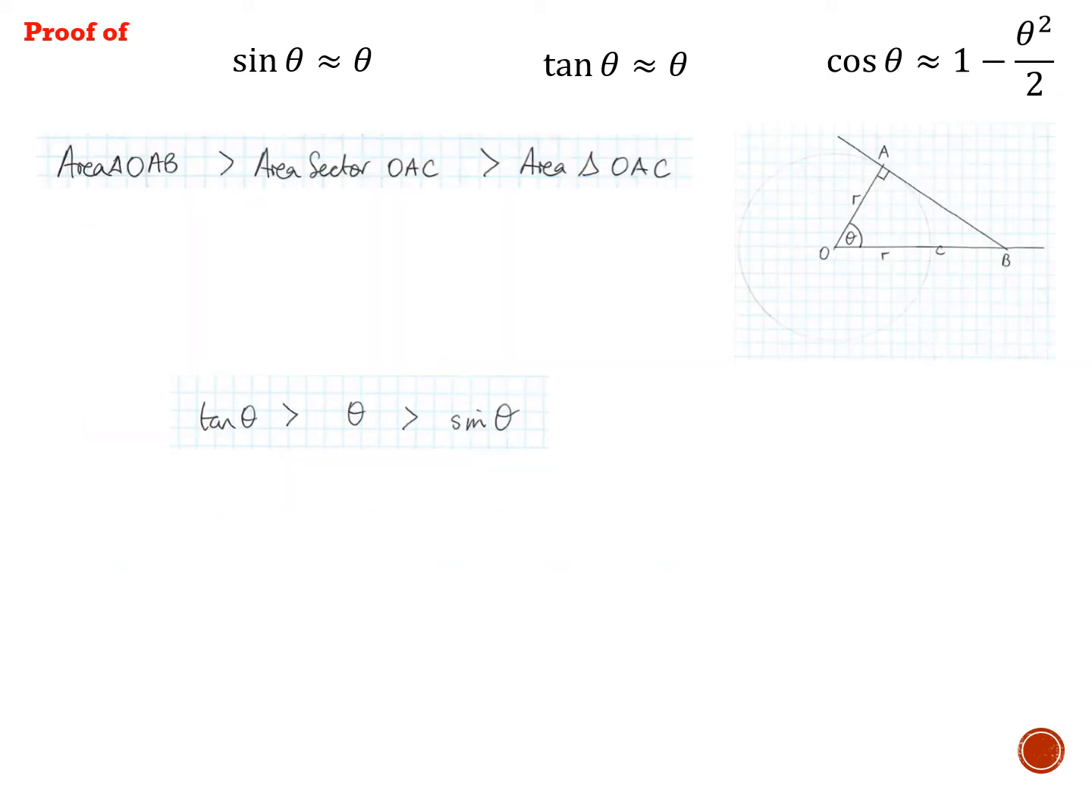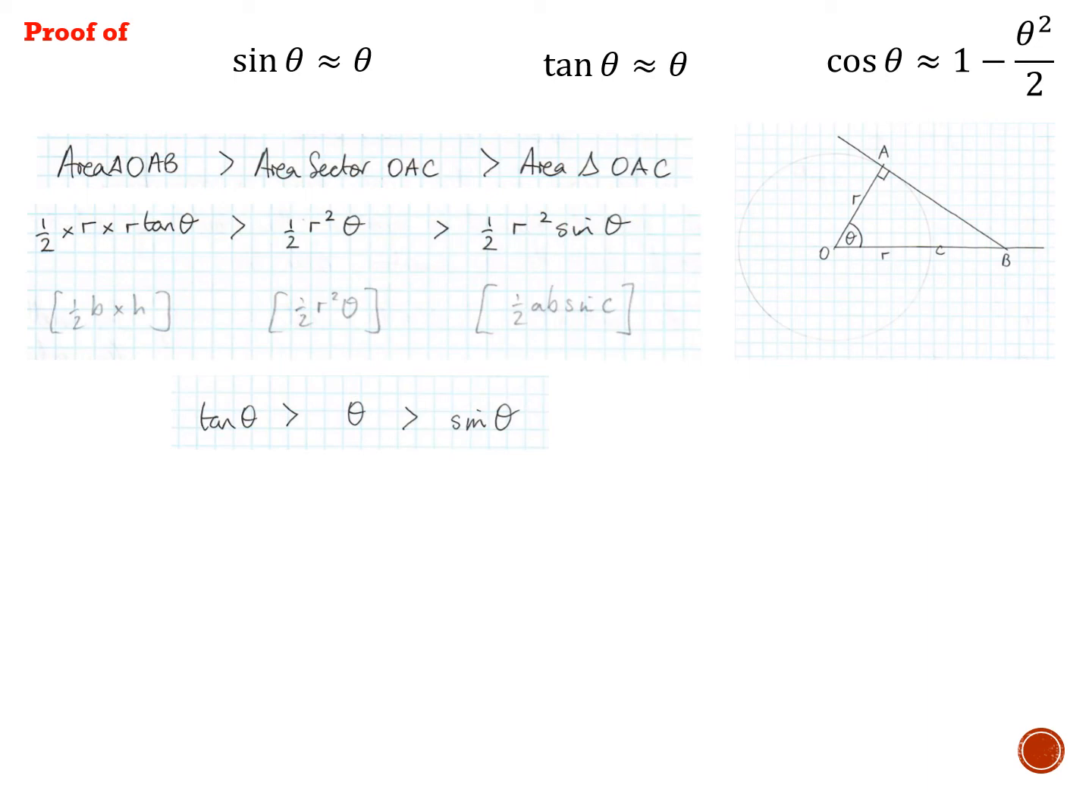So I've just got my diagram there. Now we're going to put a little bit of maths behind each of those areas. Let's look at the area of triangle OAB first. The area of that right angle triangle is half base times height. So it's half, the base is the radius, and the height is what we worked out AB to be on the previous slide. That gives me the expression for the area of the big triangle, which is bigger than the area of the sector.